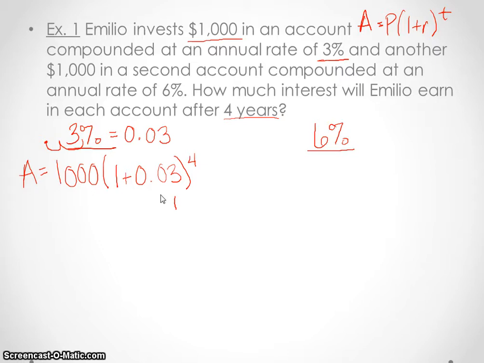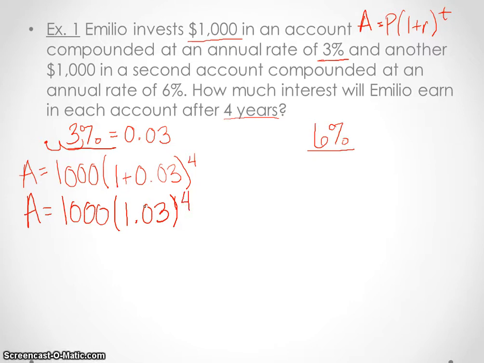Now, could you leave this as it is and just enter it in your calculator here? Sure, and for most of these, that's what we're going to do. But I'm going to show you a little bit of a way to simplify what's in here, just to make it a little bit easier to enter into our calculator. So let's go ahead and simplify this up. We're going to have A equals 1,000 times, now 1 plus 0.03, well, that's just going to be 1.03, and that way we don't have that plus sign in there anymore. So 1.03, that is what's simplified in our parentheses, and we still have all that to the 4th power.